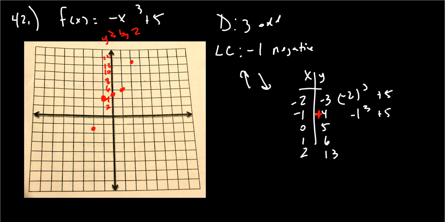So I'm going to connect the dots. Once again, it feels like my end behavior is off. Like it wants to go up and to the left, it wants to go down to the right. So I'm just going to add my end behavior. Down and to the right. Up and to the left.